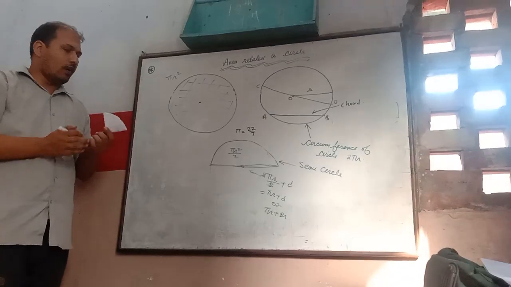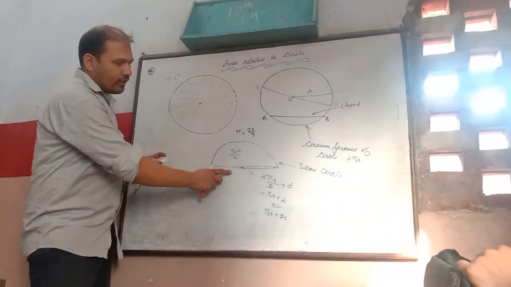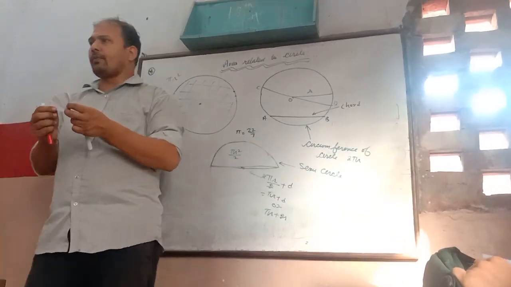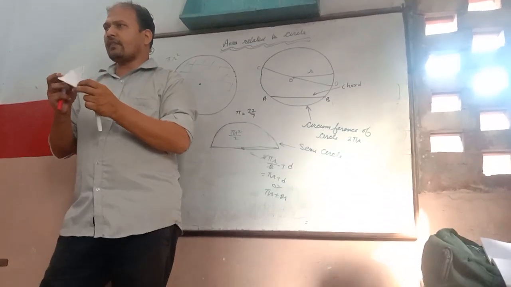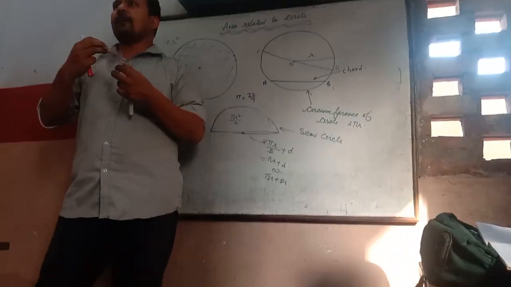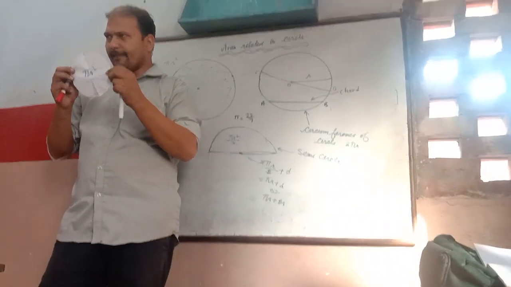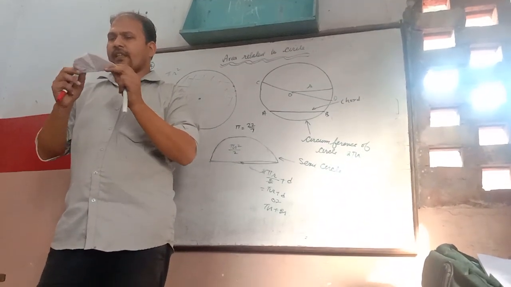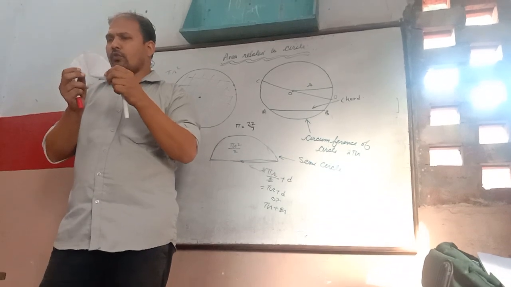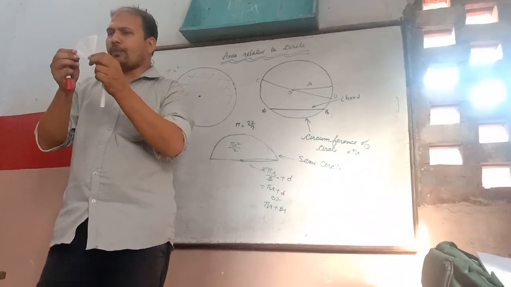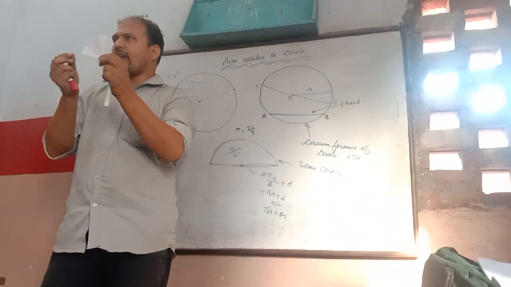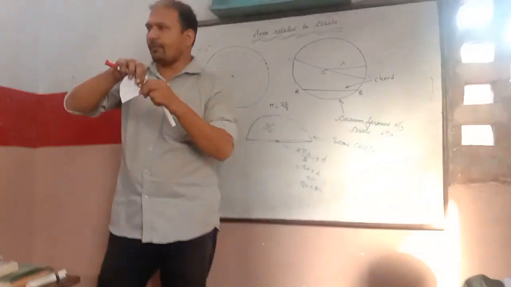Okay. Now next we will discuss about the quadrant, means fourth part of the circle. Fourth part of the circle. Whole circle is the area of the whole circle pi r square. Area of whole circle is the pi r square and a semicircle pi r square upon 2. Now that is the fourth part of the circle. Okay, that is called quadrant of the circle.